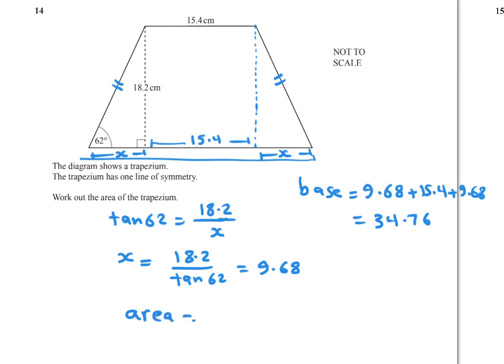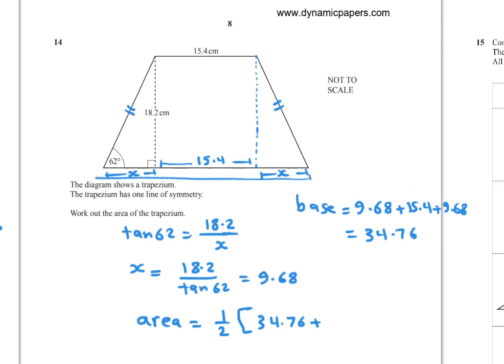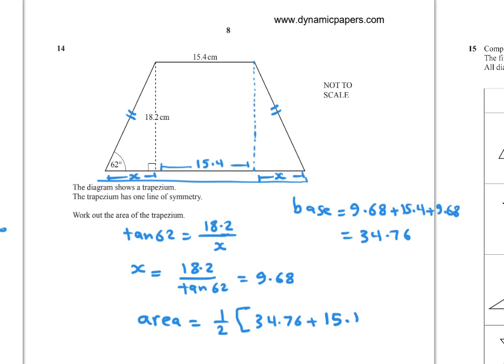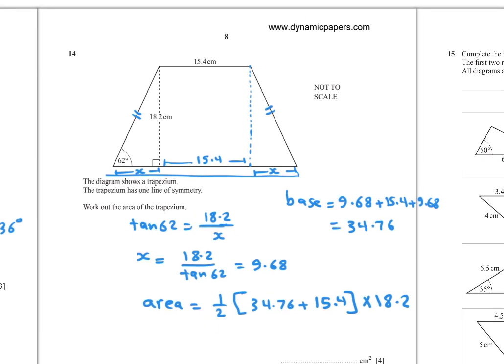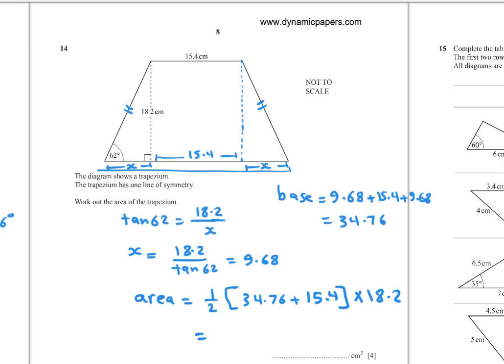So the area of the trapezium equals half times base 1, which is 34.76, plus base 2, which is 15.4, times the height, which is 18.2, equals 456 to 3 significant figures.